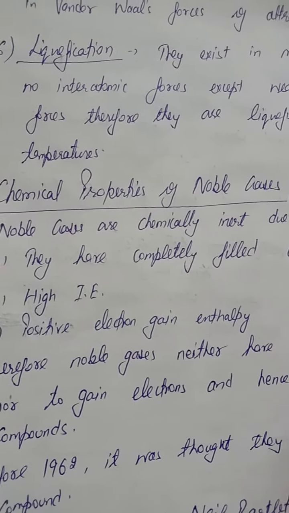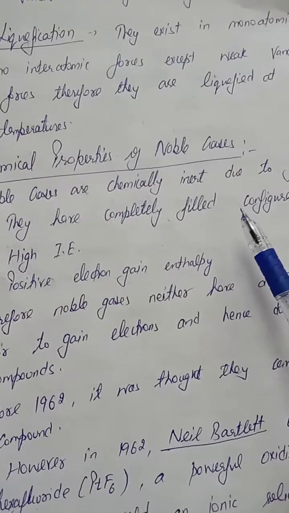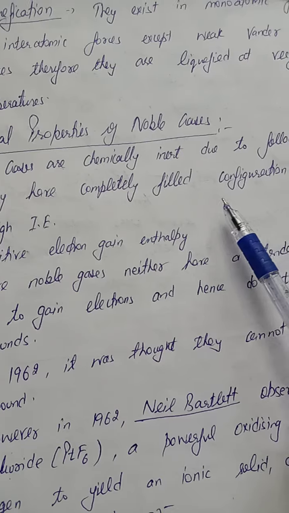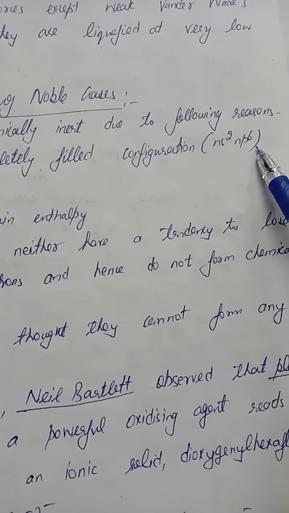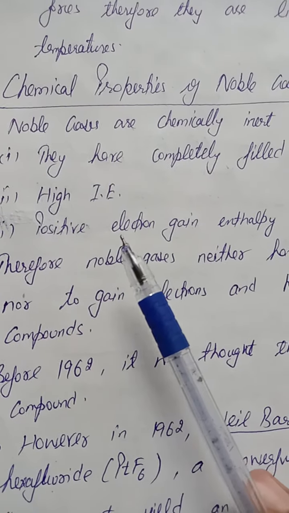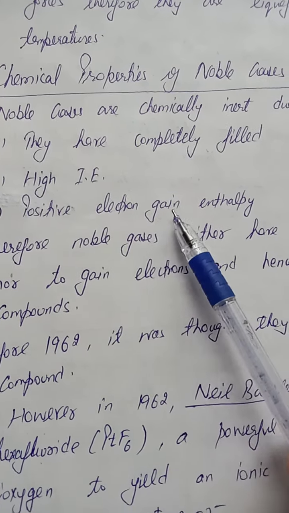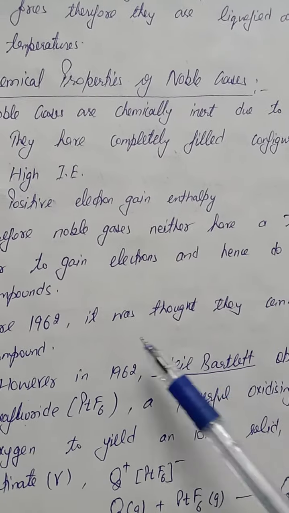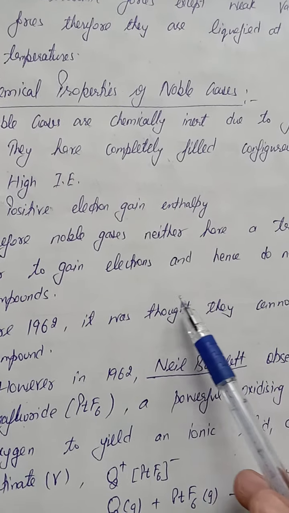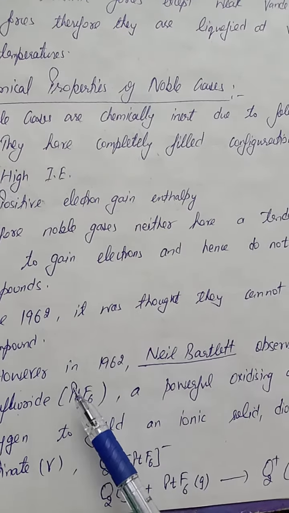Now we'll move to chemical properties of noble gases. Noble gases are chemically inert for these reasons. First, they have a completely filled configuration, that is ns2np6. Second, they have the highest ionization energy, and third, positive electron gain enthalpy. Therefore noble gases have neither a tendency to lose nor to gain electrons, and hence they do not form chemical compounds.